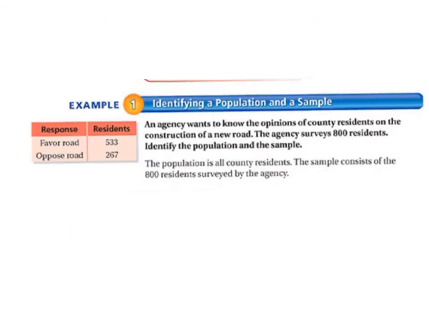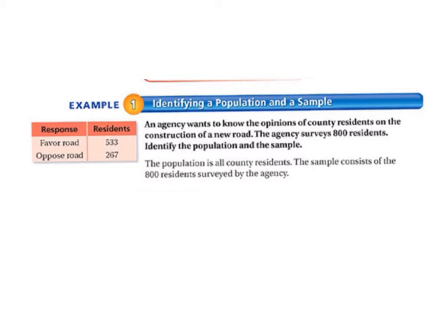Today we'll be beginning on page 370 in your math textbook. Example 1, identifying a population and a sample. An agency wants to know the opinions of county residents on the construction of a new road. The agency surveys 800 residents. Identify the population and the sample.